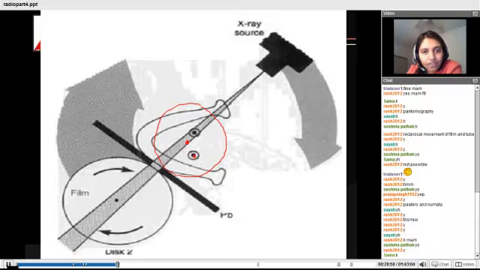Now look at this point. In this particular diagram, we have two centers of rotation. In the first half, when we are imaging this side of the mandible, our X-ray tube and the film are rotating across this particular center of rotation. As soon as we reach the midline, there is a sudden shift of the center of rotation to this particular point, and then the tube and the film revolve across the second center of rotation.